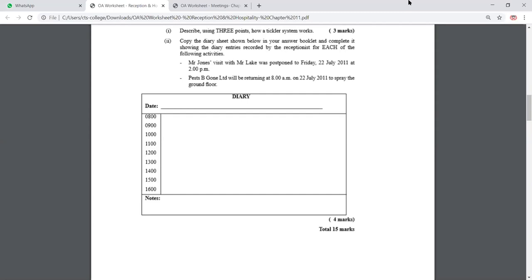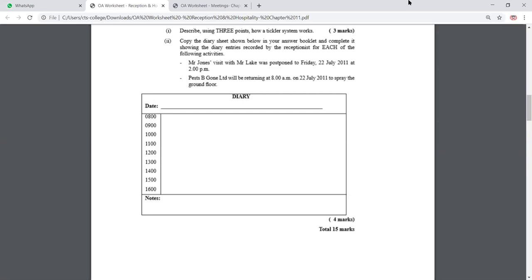Mr. Jones' visit, Mr. Lee. Right. Mr. Jones has a visit with Mr. Lake. That's it. We don't have to say the date. We don't have to say the time because we worked out that already. Right? So by 1400, all you're writing is Mr. Jones has a visit with Mr. Lake.